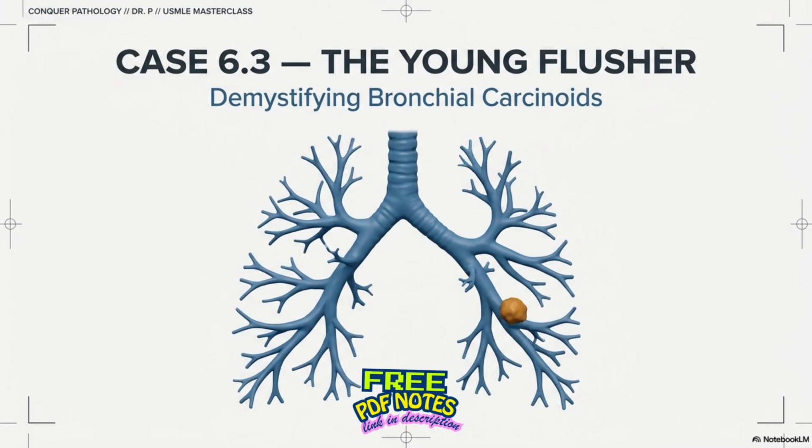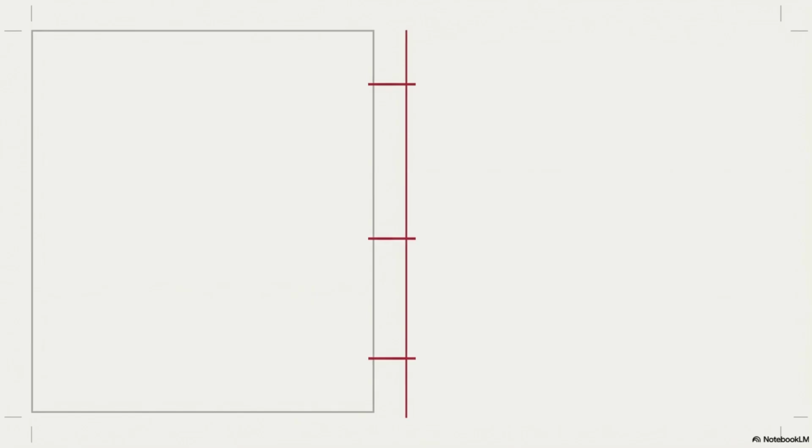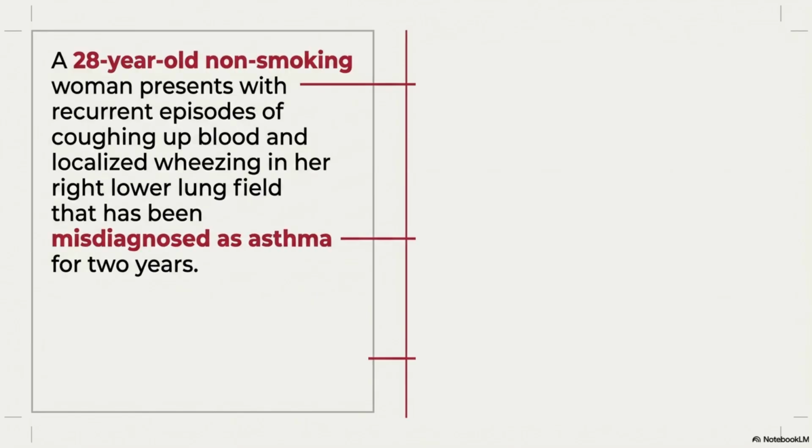Welcome back. Next, with case 6.3, the young flusher, we are going to be completely demystifying bronchial carcinoids. Let's get started. We begin with the presentation. We have a 28-year-old non-smoking woman.